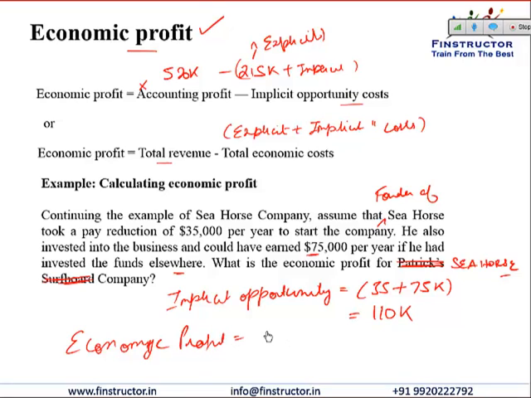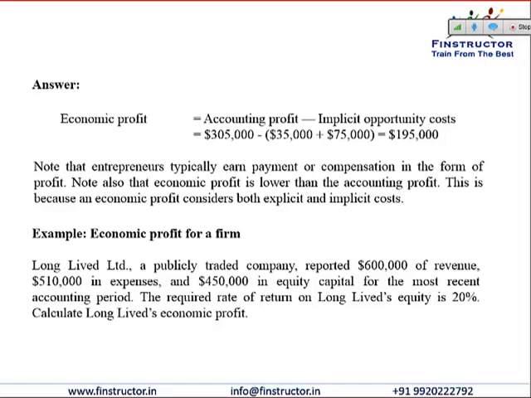will be 520 minus 215 plus 110. This is the total economic costs, or it will be 305 minus 110, that is equal to $195,000. So please verify. The economic profit is $195,000.